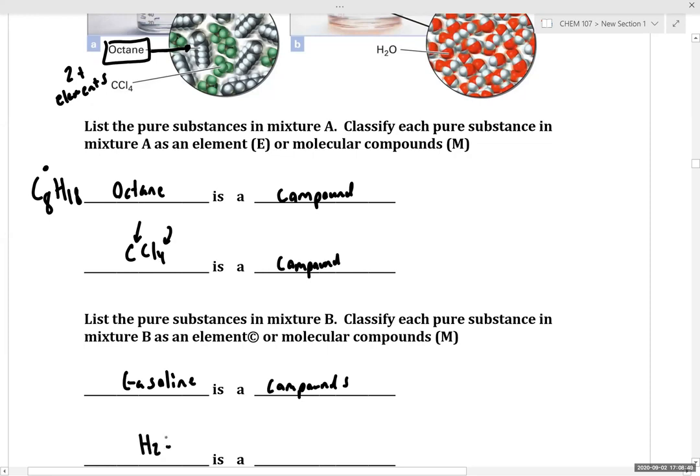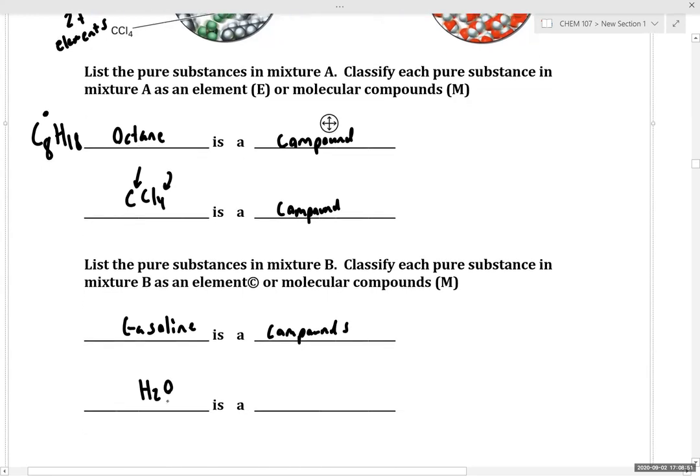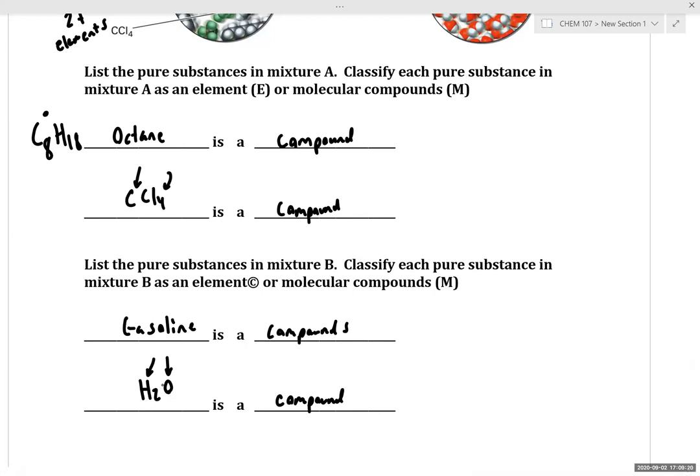Likewise, and this one should be a freebie. Water, H2O, is it an element or a compound? Do we see just one element symbol or do we see two or more different element symbols? Water is a compound because we have hydrogen and oxygen, two or more different elements bonded together. Does that make sense to everyone so far? Any questions on this idea?